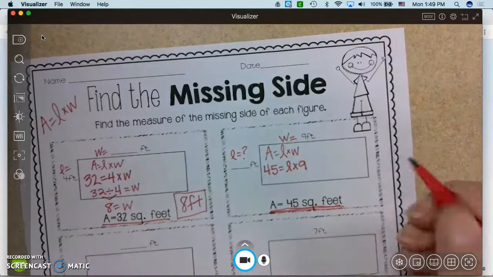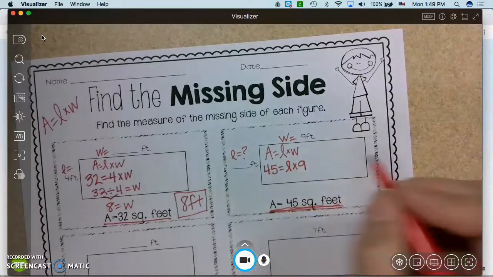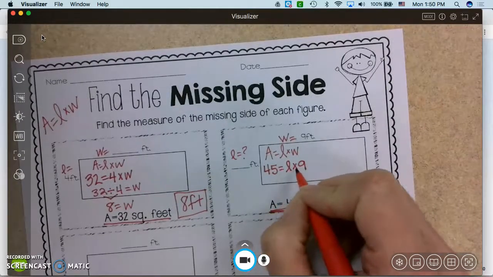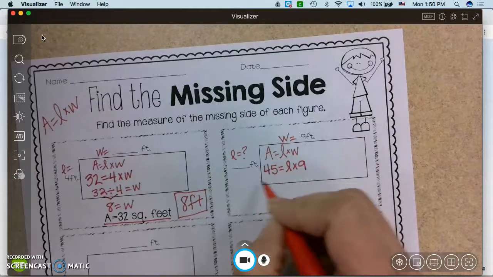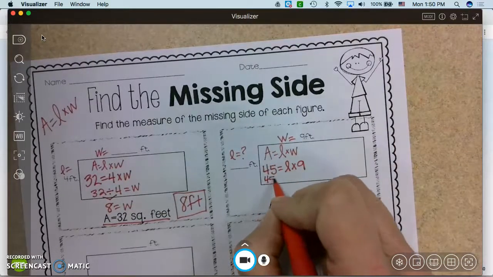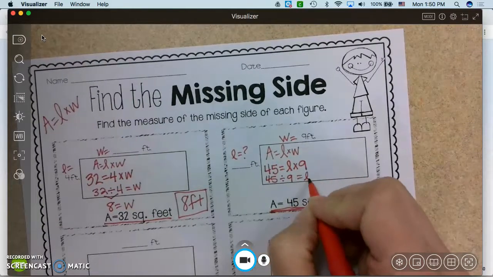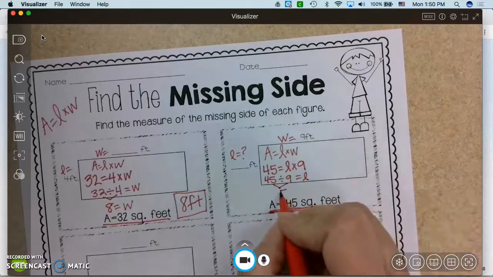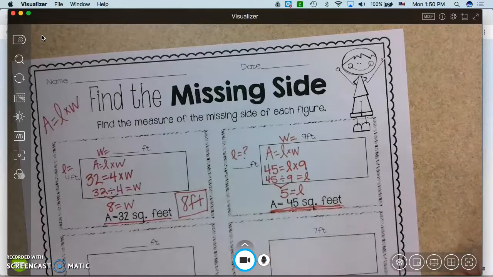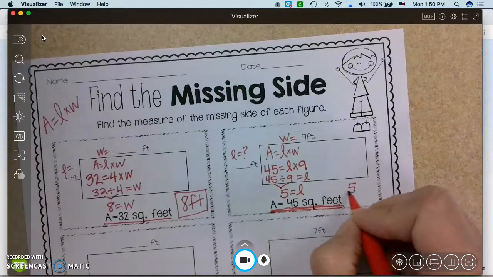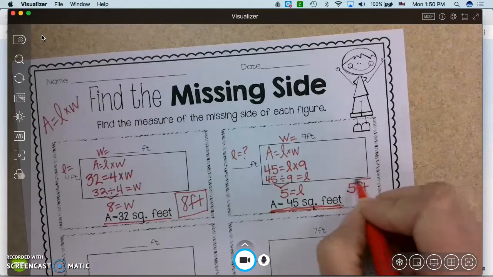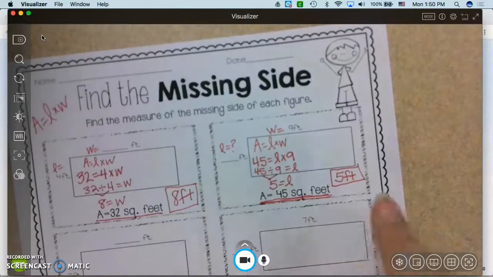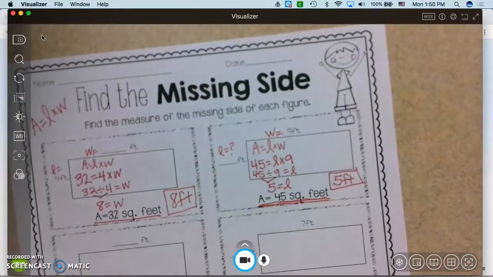Well, I can use the opposite of multiplication to solve for my missing part here. So 45 is equal to something times 9. Well, the opposite of something times 9 would be to divide the product by 9. So I can do 45 divided by 9 to find L. And 45 divided by 9 is 5. So now I know that my length is equal to 5. And length is just the unit, so it would be 5 feet. Only area is squared. Area is the only thing that gets squared, but the length and the width are not squared. So my length would be 5 feet.